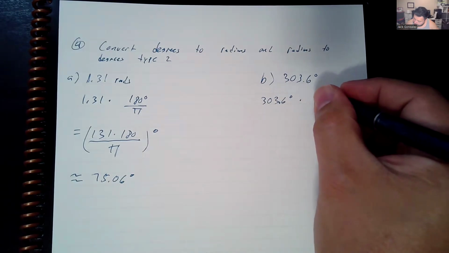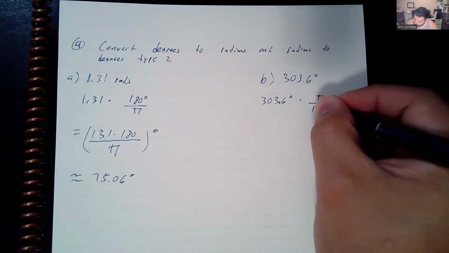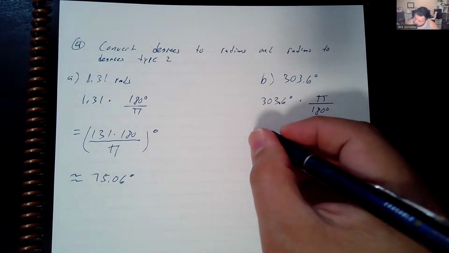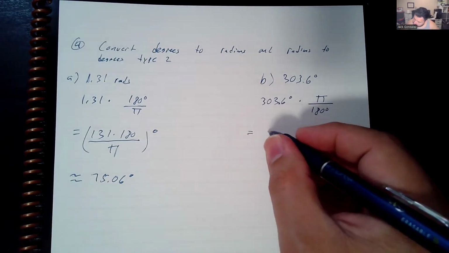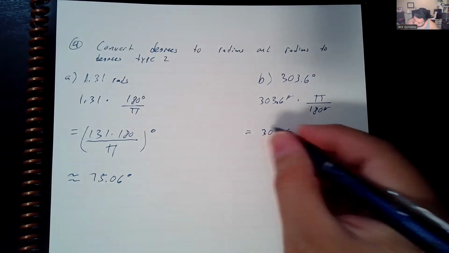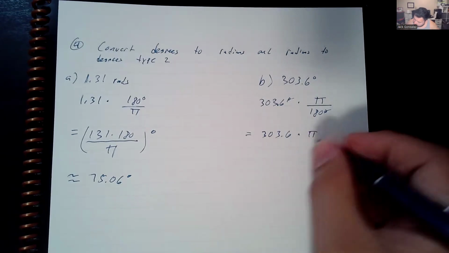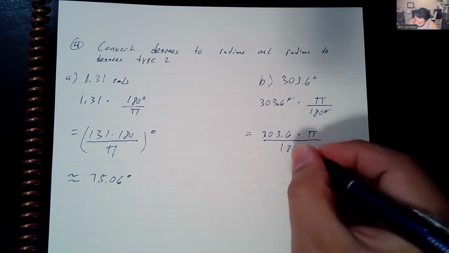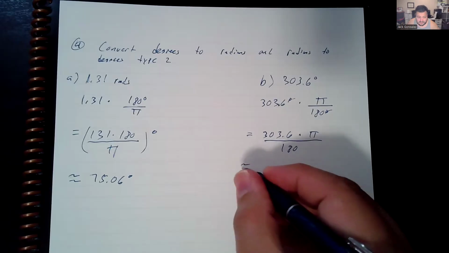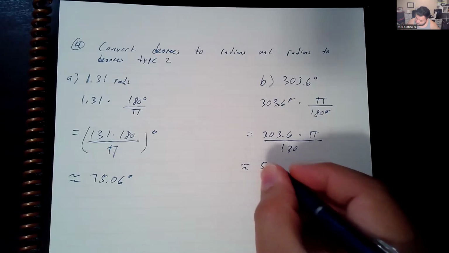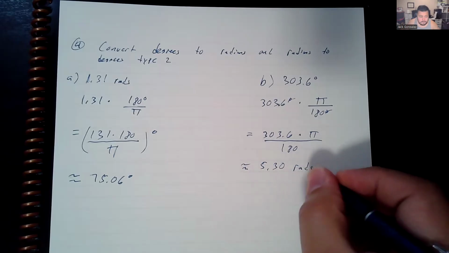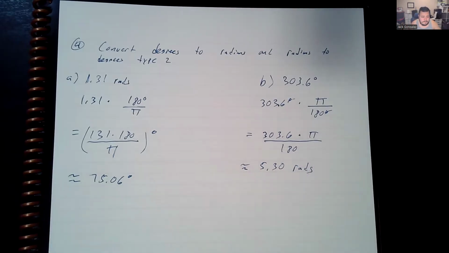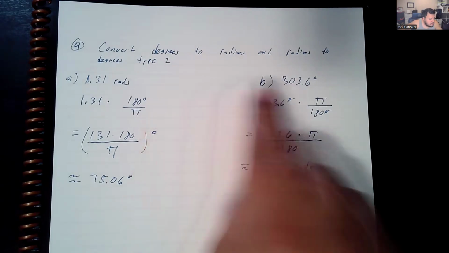For this guy, I need to cancel degrees. So multiply by pi over 180, which is equal to, again, the degrees will cancel, but I gotta punch this into the calculator. So 303.6 times pi over 180 gives me 5.30 radians. But anyway, that's pretty much it. Use the correct conversion factor. If I'm going to degrees, I need this one. If I'm going to radians, I need that one.